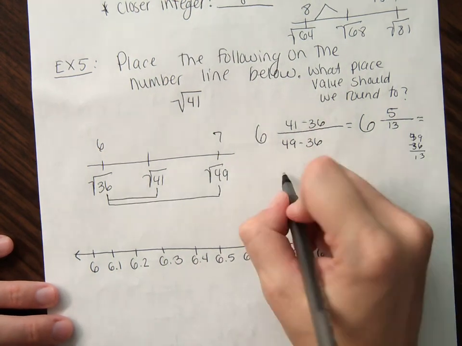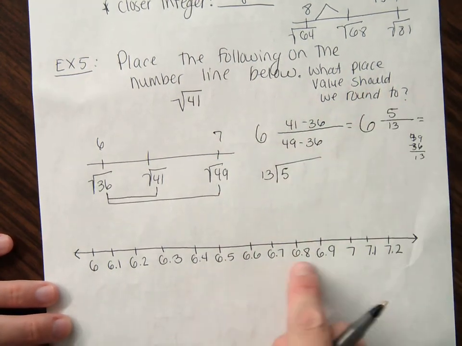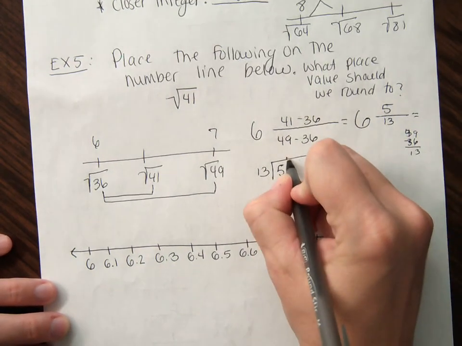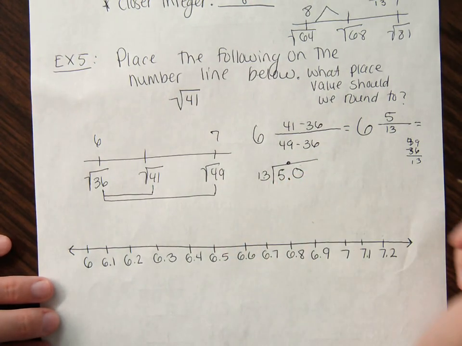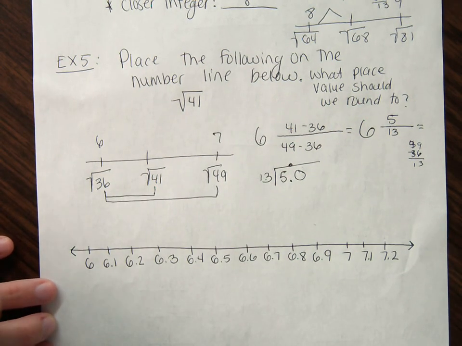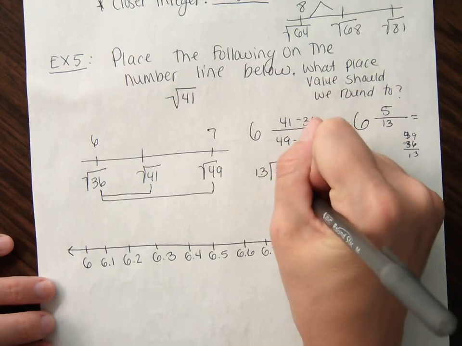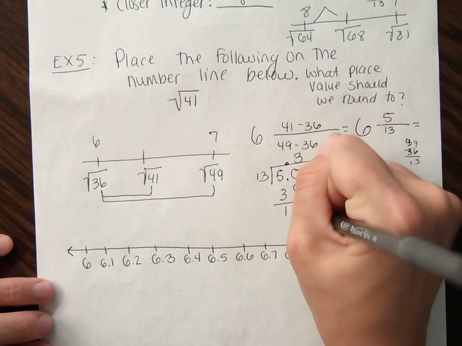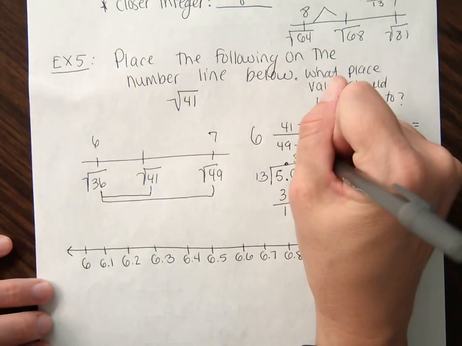Now we have to make that a decimal. 5 goes in the house, 13 goes outside the house. We only have to round to the tenths place because we only have one decimal down on our number line. So 13 can't go into 5, so we add a 0. 13 goes into 50 3 times. That gives us 39. With 11 left over, add a 0, bring it down. 13 goes into 110 8 times, and we can stop.